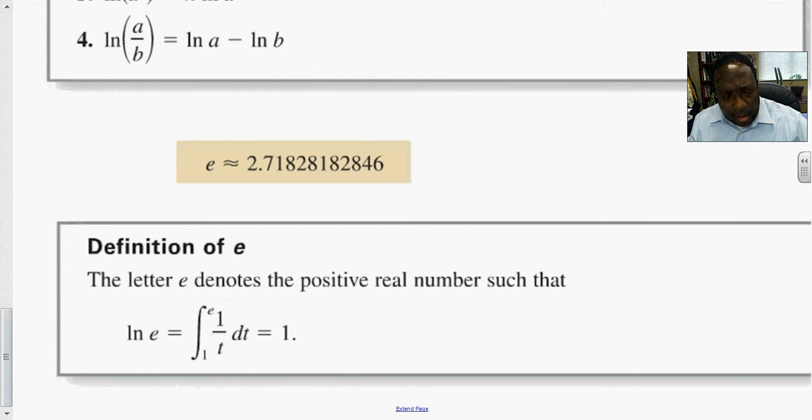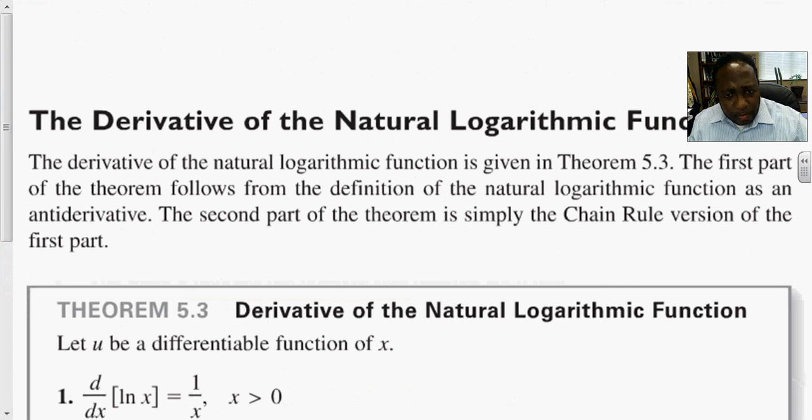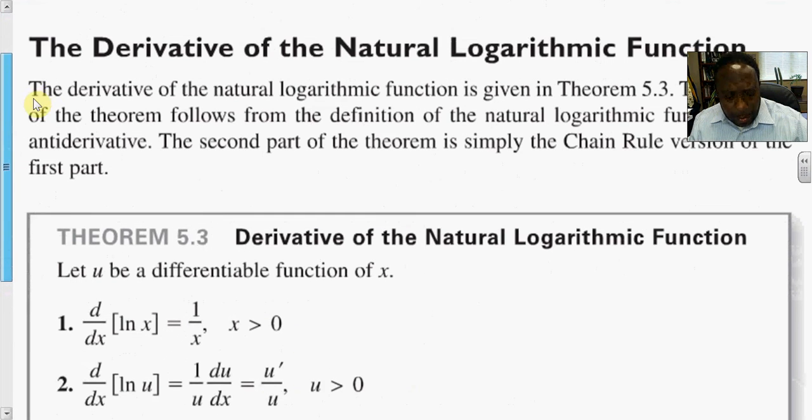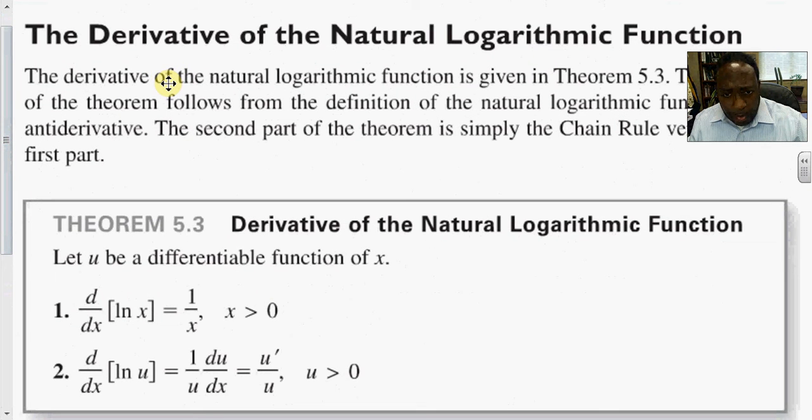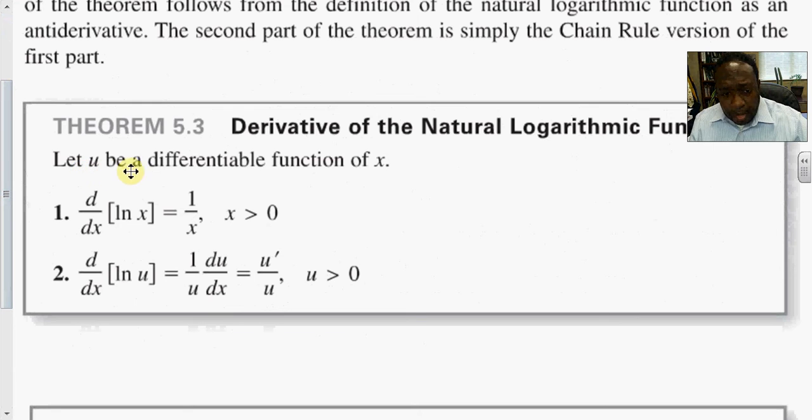Let's deal with how to find the derivative of the natural log. So the derivative of the natural log function, again, very straightforward. Let u be a differentiable function of x. Then the derivative with respect to x of the natural log of x is equal to 1 over x, x being positive. Now, if u is a function of x, then the derivative with respect to x of the natural log of u is 1 over u times du over dx. In other words, 1 over u times u prime.